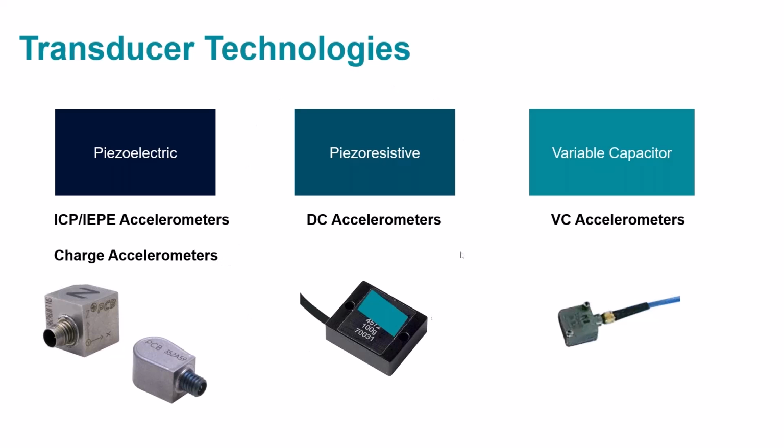The second is piezo-resistive. These are DC accelerometers. And the third is something called variable capacitors, or VC accelerometers. This is mostly like the MEMS accelerometers, if you've ever heard of those.